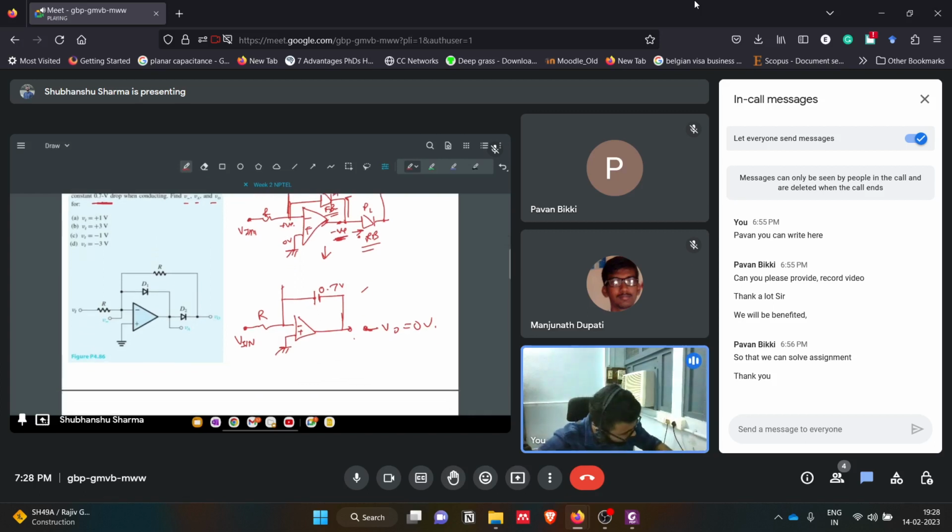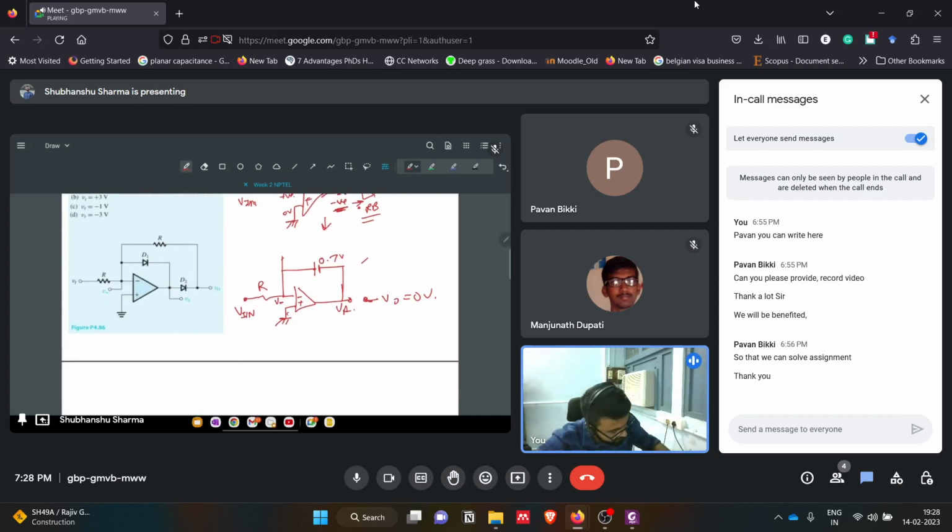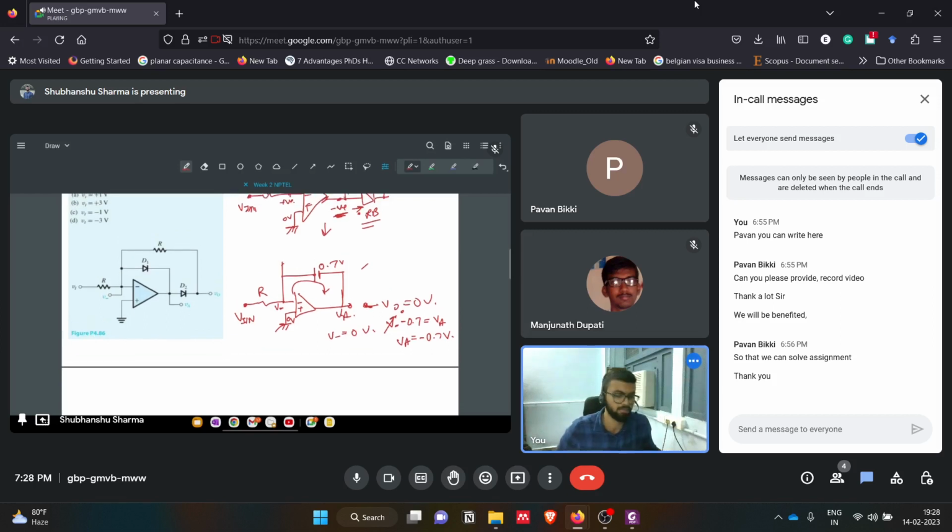Here we also wanted VA. We need to calculate V minus. Since this is a virtual short, V minus will also be 0 volt. But what will be VA? Simply we can use KCL here: V minus minus 0.7 equals VA. So V minus is 0, so VA will be minus 0.7 volt. It is simple. Since we know the state of the diode, we can tell how the circuit is behaving.